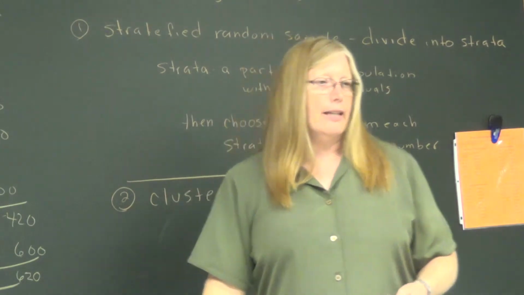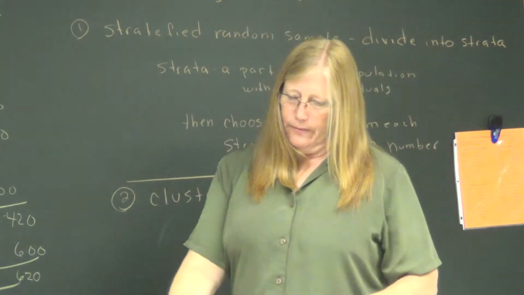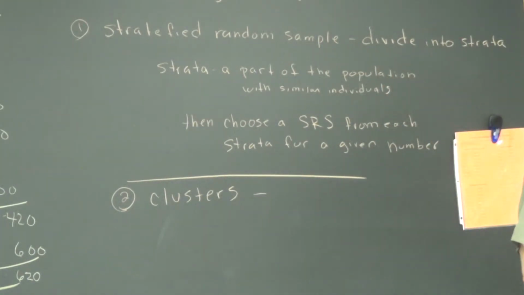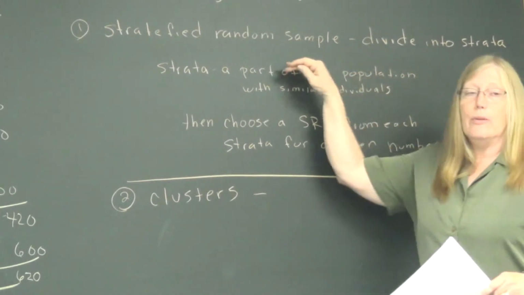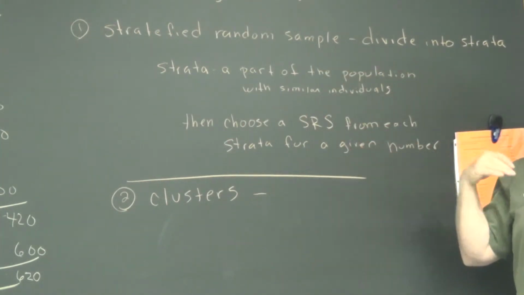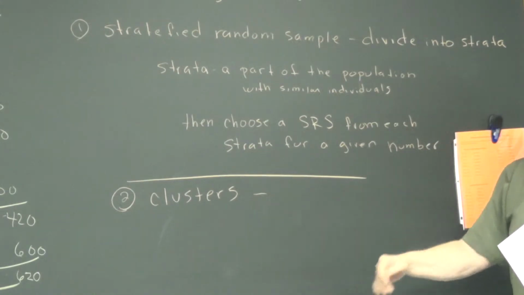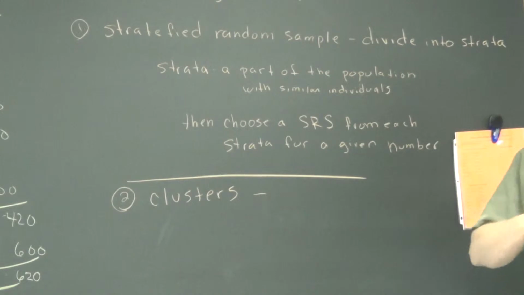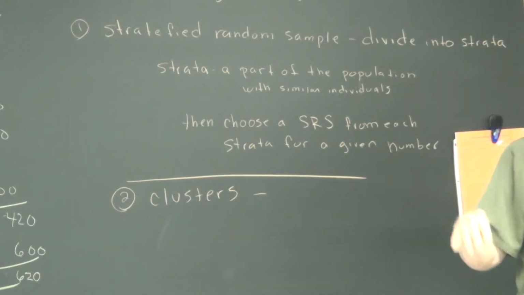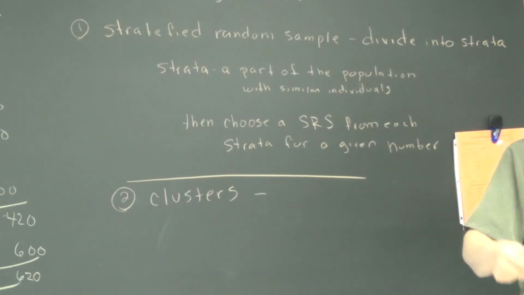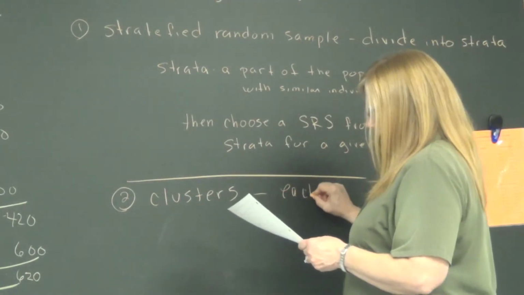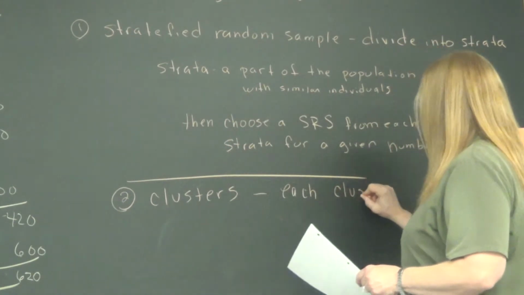Clusters is the next type of sampling that we're going to study. In this case, each cluster looks like the whole population. Here, each stratum was very different from the next, and the individuals within it were like each other. In clusters, you have the opposite. Everybody from the whole population is typified in one cluster. So I'll make a note of that. Each cluster looks like the population, only smaller.